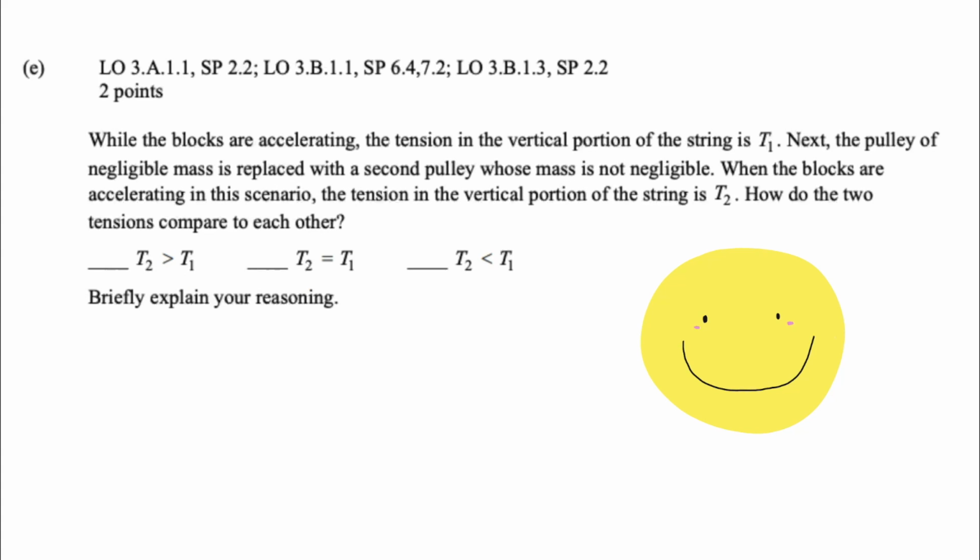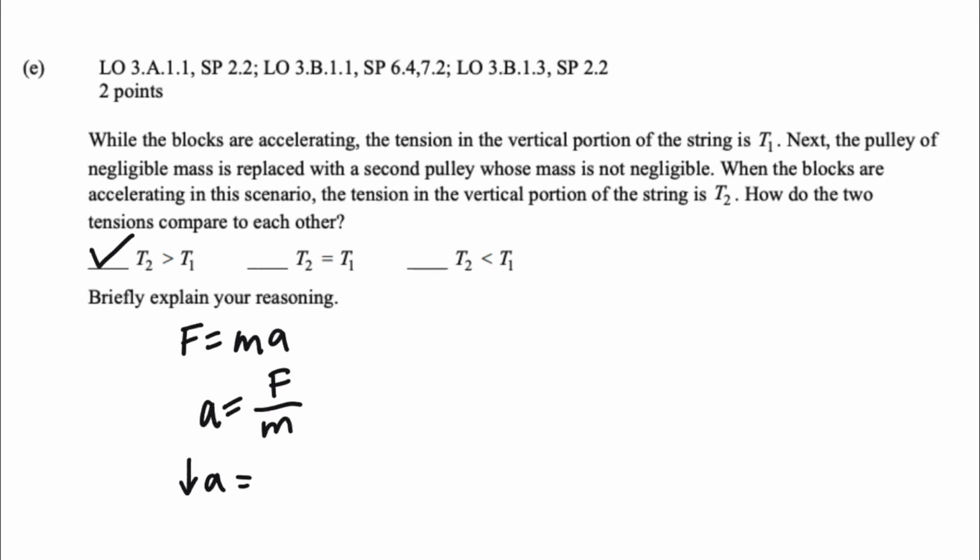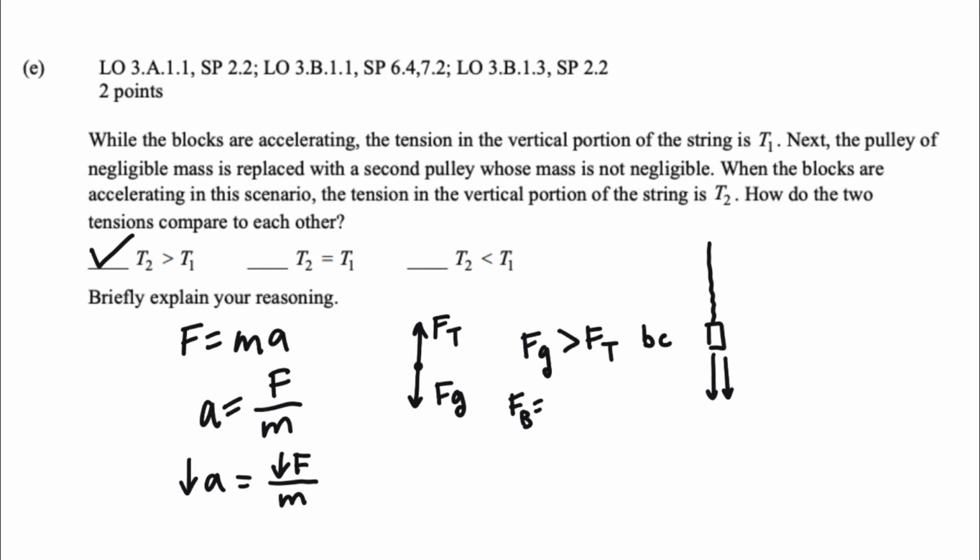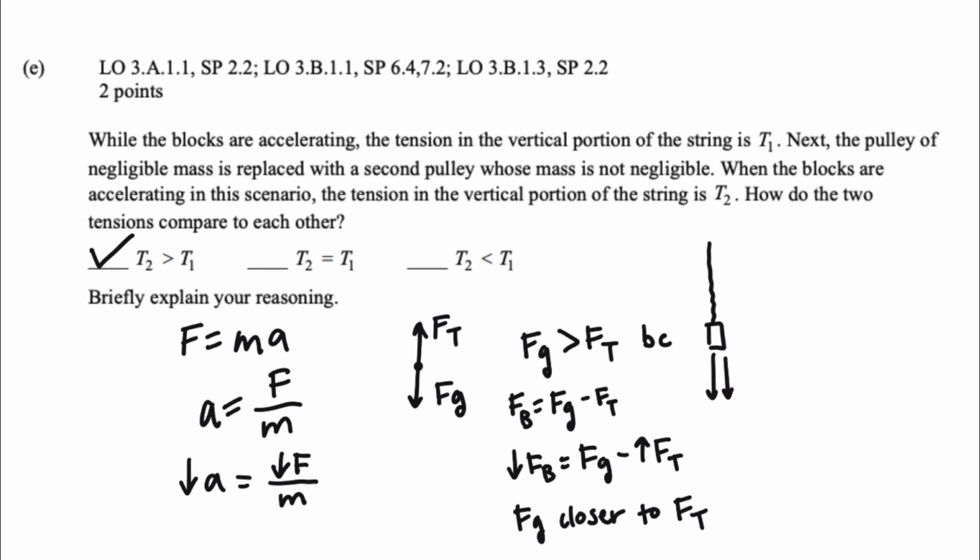While the blocks are accelerating, the tension in the vertical portion of the string is T1. Next, the pulley of negligible mass is replaced with a second pulley whose mass is not negligible. When the blocks are accelerating in this scenario, the tension in the vertical portion of the string is T2. How do the two tensions compare to each other? So T2 would be greater than T1, because since the pulley now has a mass that's not negligible, the acceleration of the two blocks would be smaller than the acceleration before. You can think about it in this way, where the second pulley has more rotational inertia than the first pulley, so that would cause the smaller acceleration.